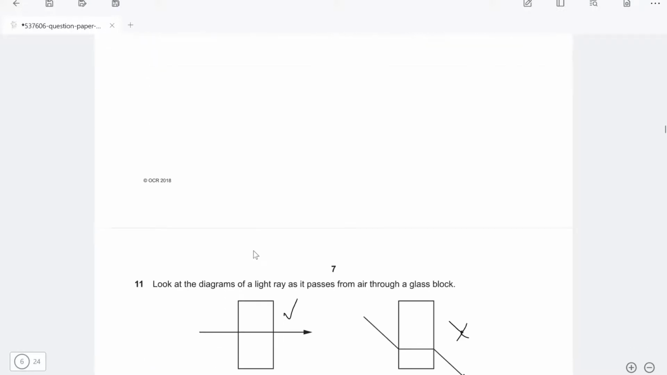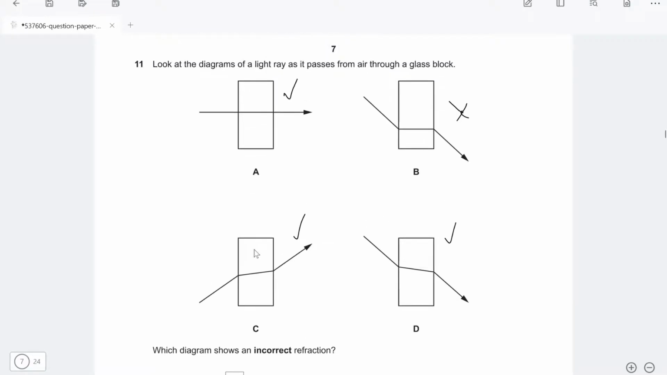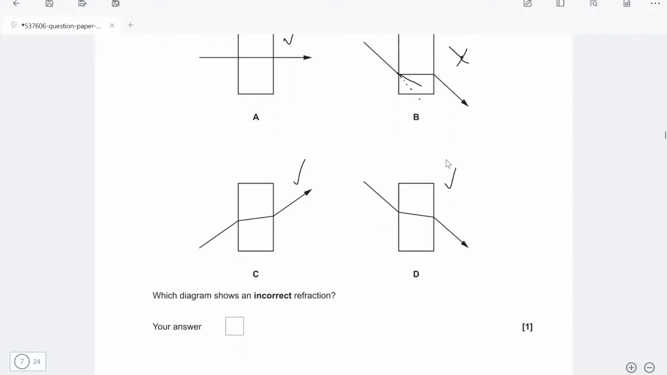Okay, question 11. Look at the diagram and say which diagram shows incorrect refraction. The first one is absolutely correct. If a light ray enters a block at 90 degrees, it's going to leave at 90 degrees. However, if a ray enters at an angle, it's not going to magically align itself with the normal. It will bend towards the normal, but it will not go along the normal. So rather than going like this, it's going to sort of do that, and it will not do what is shown in this figure. So B is definitely incorrect, and we can put that in this box.